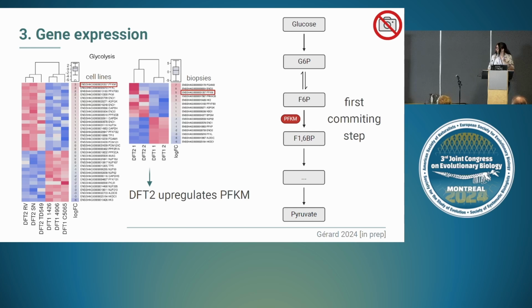And I went a bit quick and forgot to say that this was the most differentially expressed gene between DFT1 and DFT2 when it comes to glycolysis, being upregulated in DFT2, and we did observe the same thing in vivo as well.